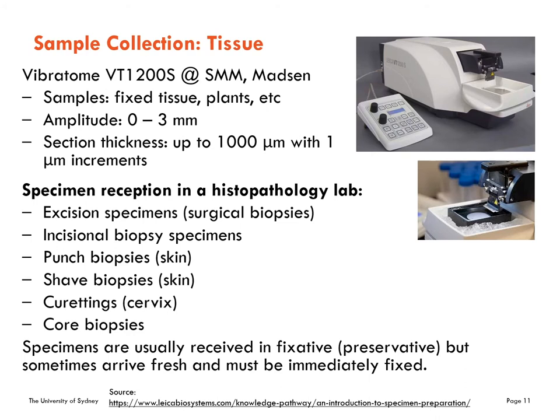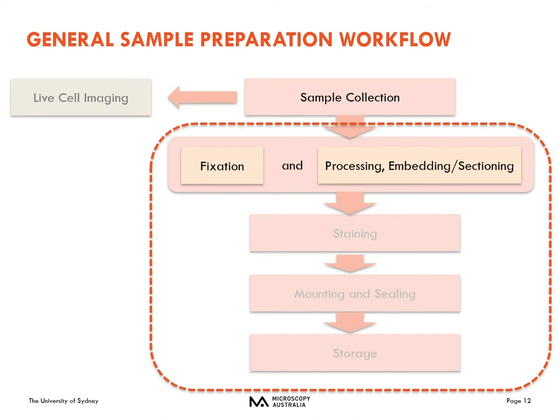At SMM Medicine, we can usually use a vibratome to collect tissue sections. Samples are usually fixed tissue or plants. Section thickness is around 10 to 200 microns. In the general histopathology lab, biopsy samples from different origins usually arrive in fixatives or fresh. Fresh samples must be immediately fixed. In this talk, we are going to focus on the sample preparation workflow for fixed samples.